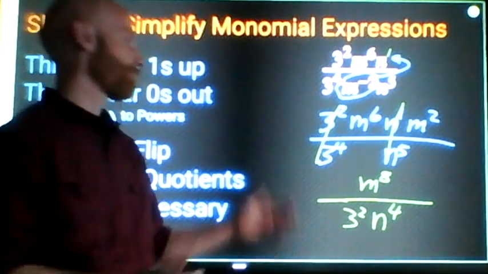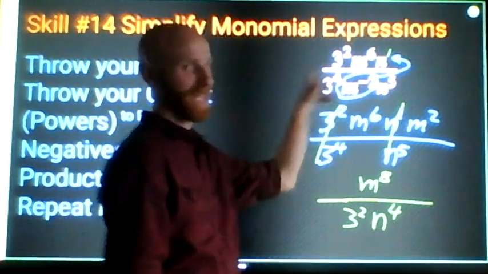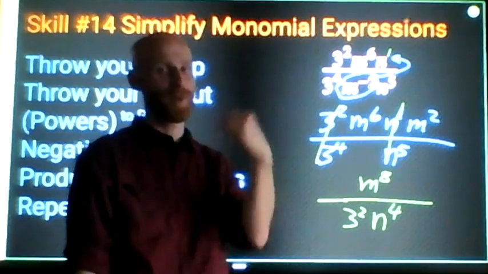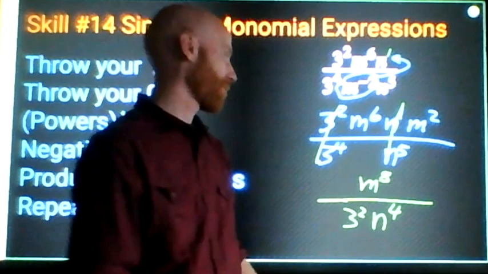Okay, you should notice that basically at the end of a problem, the bases that you began with, you should end up with one of each of them. One base, one exponent. Throw your ones up. Throw your zeros out. I don't have any. Powers to powers. This 4 applies to each of those in there, so we will have 5 to the 4th, c to the 16th.